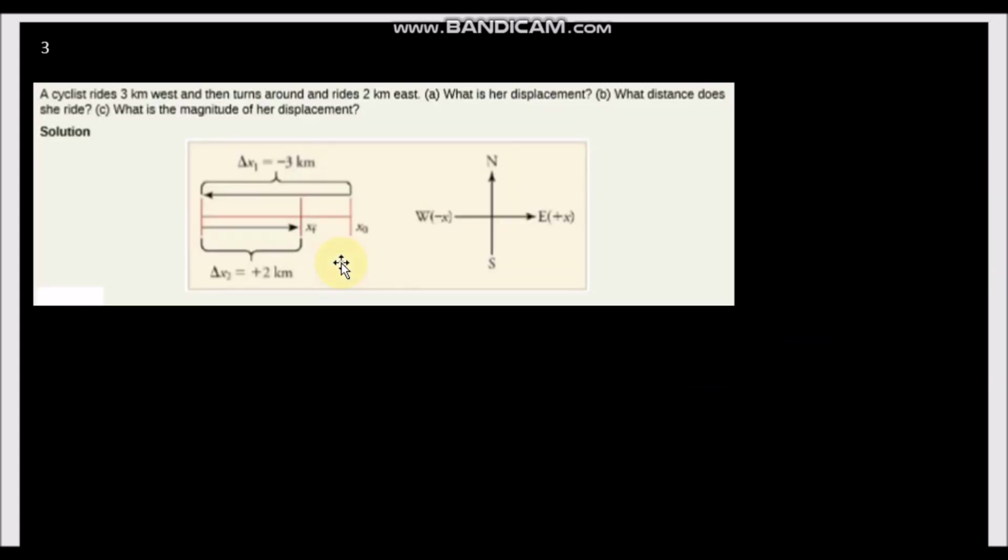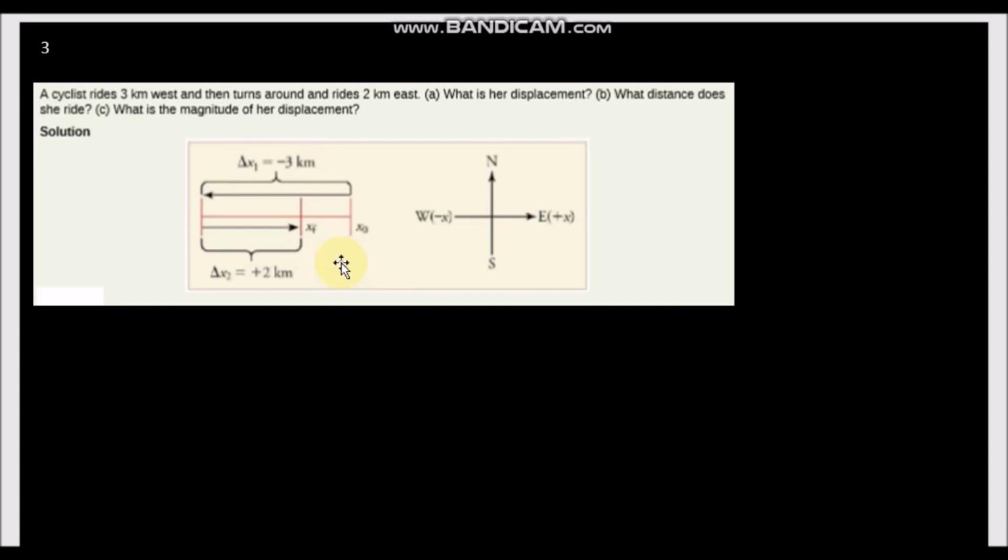The next point, a cyclist rides 3 kilometers west. Look, a cyclist rides 3 kilometers west, turns around and rides 2 kilometers to east. A, what is her displacement? B, what is the distance she rides? C, what is the magnitude of her displacement, magnitude, the value.